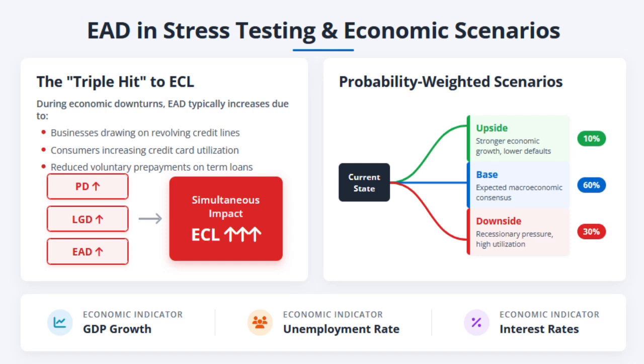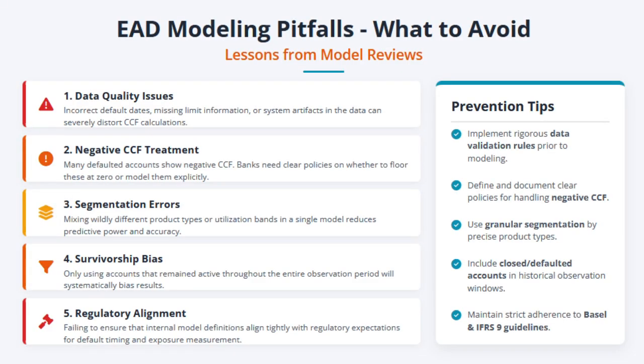How? PD is increasing, LGD is increasing, and EAD is also increasing simultaneously. So this creates a triple hit to the ECL. Your stress testing framework must capture these correlations. And for IFRS 9, this means running your EAD model under base, upside and downside economic scenarios, then probability weighting the results. And that's how IFRS 9 works.